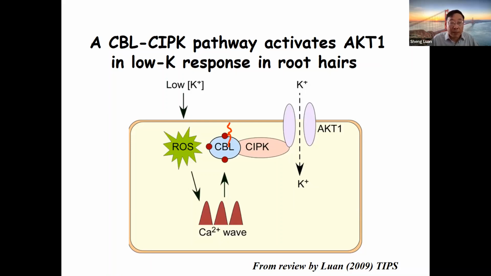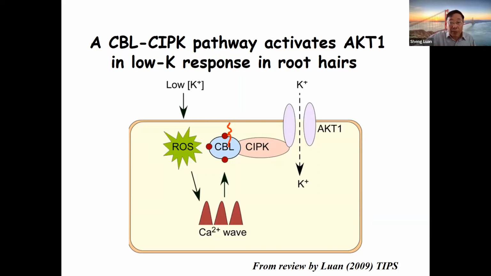Okay, so basically, findings in other labs show that low potassium can trigger ROS and also a calcium signal. Downstream of that is the CBL, CIPK complex targeted to the plasma membrane. By the way, CBL is targeted to the plasma membrane by myristoylation, a lipid modification. Then CIPK interacts with and phosphorylates AKT1, opening the channel, so potassium can flow into the cell very quickly.